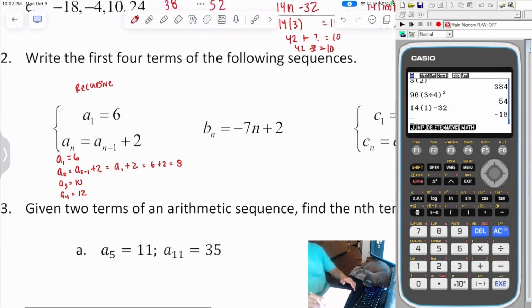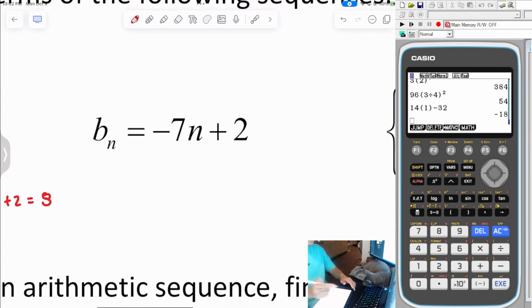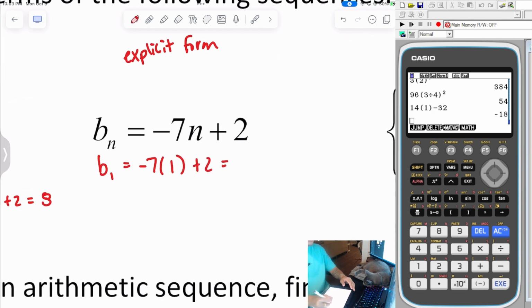All right, now let's do the second part of this problem. This equation is specifically in explicit form. It's not using any prior numbers of the sequence, just which term you desire, and you plug in what you want, right? It's explicit. So let's just plug in a few until we have 4 total terms. We'll plug in 1 first. If I plug in 1, I get negative 7 times 1 plus 2, which equals negative 5.